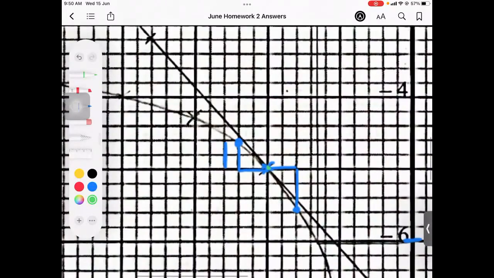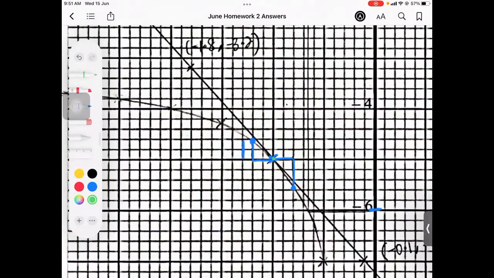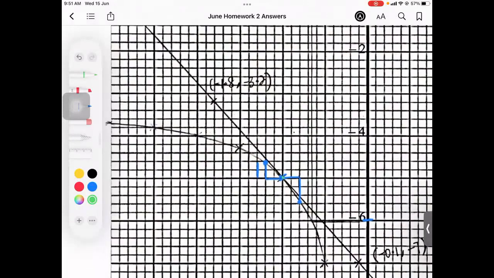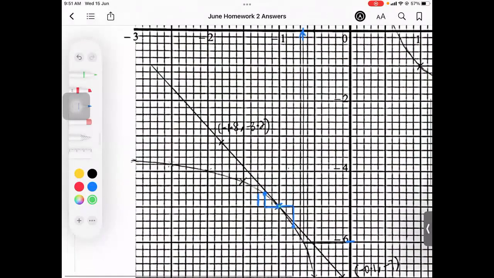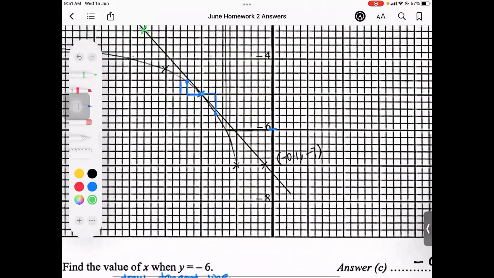Try not to make it very short. Extend as long as possible so that I can find nice points. Try not to be too stingy and just draw a very short portion. Okay, in this case, I just find any nice point that is easy for me to read the value. It really depends on your own graph. So I got this point over here and this point over here.